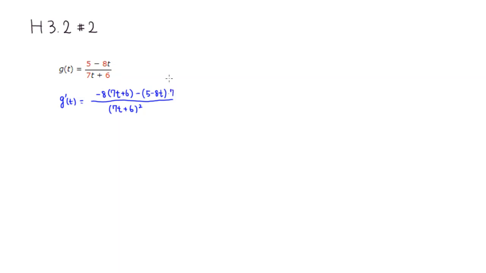Right? And then we just need to clean up the numerator a little bit. So I'm going to just copy the denominator here. So you have quantity 7t plus 6 squared. Right? So I'm going to distribute the negative 8 to 7t. You're going to get negative 56t. Right? Then negative 8 to 6, and so it's going to be negative 48.